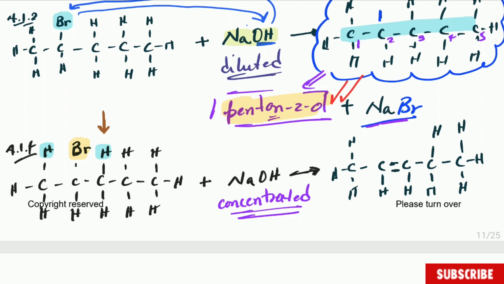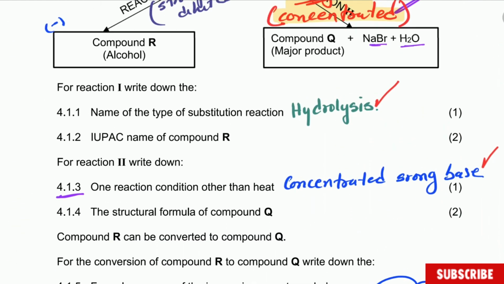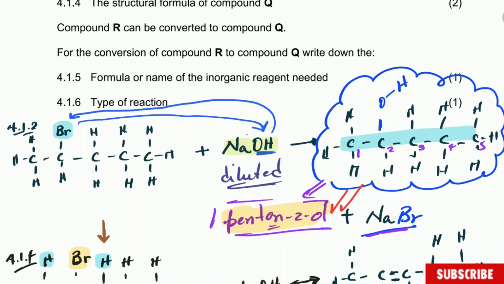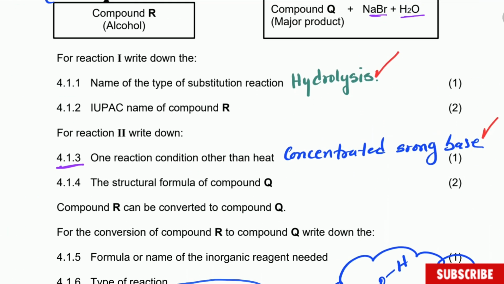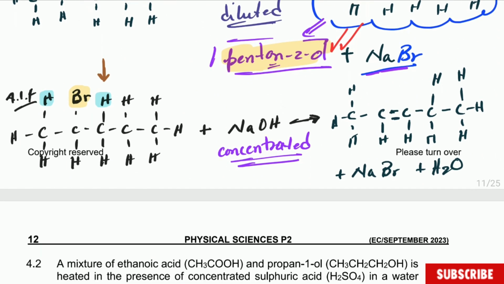It doesn't matter if the hydrogens are below or on top, but remember this reaction also has, as they're giving you there, NaBr plus H2O. They don't ask you for this one, guys. All they ask you in this question is to write the structural formula for the product Q, which is the major product. This one here is product Q. The one they want is that one. That is the answer. I wrote the equation so you understand where it's coming from.